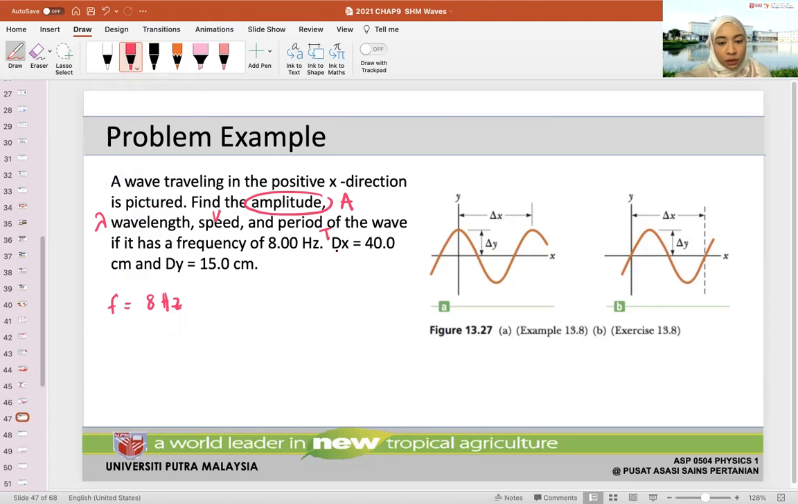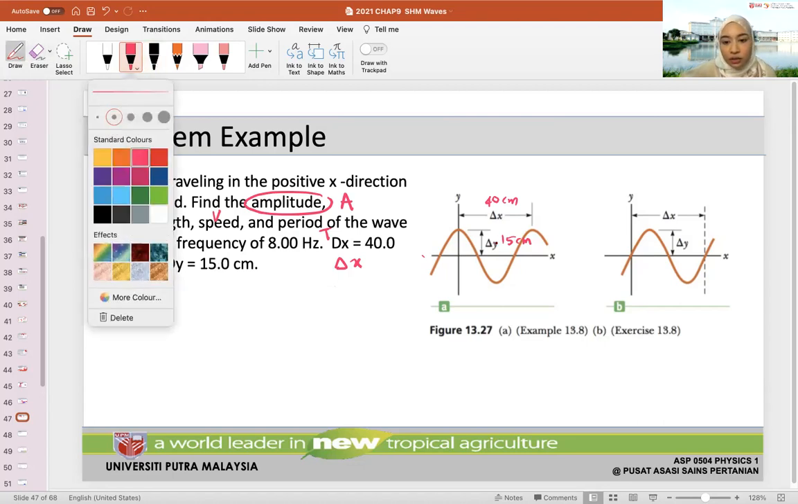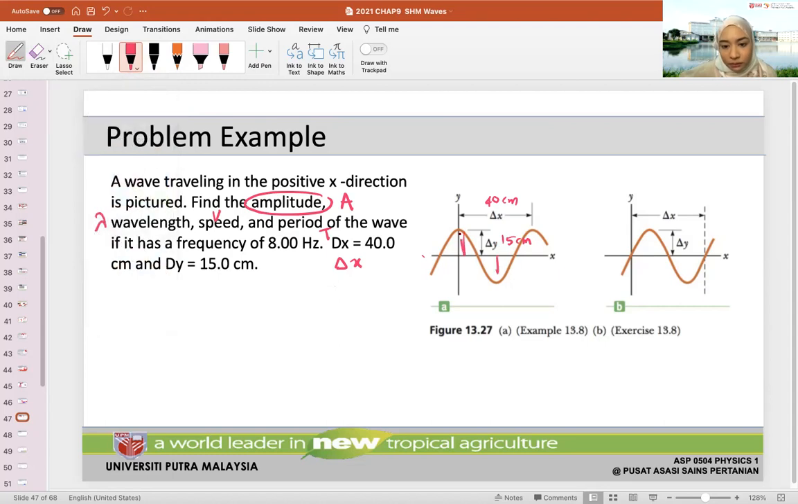It gives you delta x equals 40 centimeter, so this is 40 centimeter, and your delta y is 15 centimeter. Okay, so let's do this together. What is the amplitude? This is easy. Is it 30? 15, correct. It's not 30. It's not the whole entire thing. It's just 15 from the equilibrium.